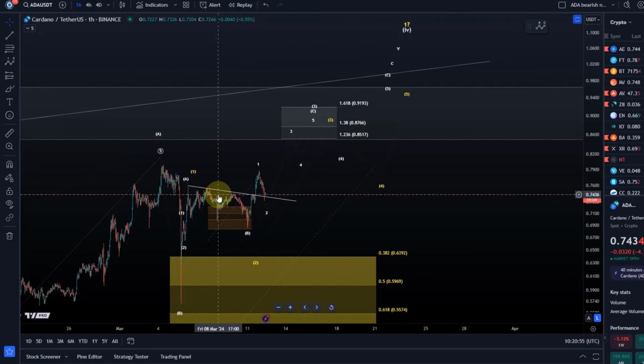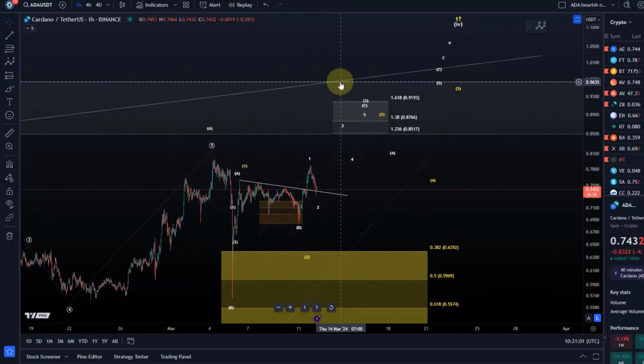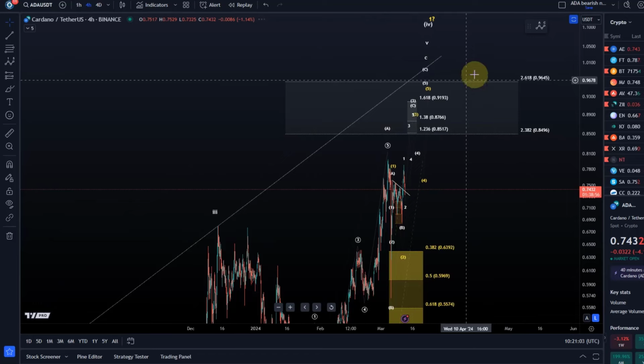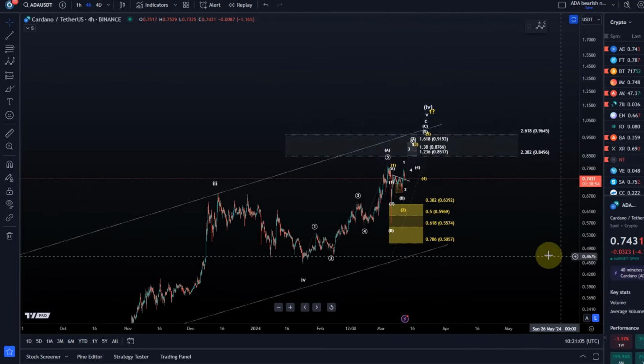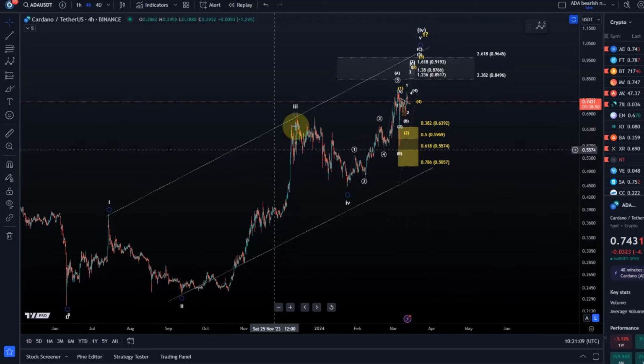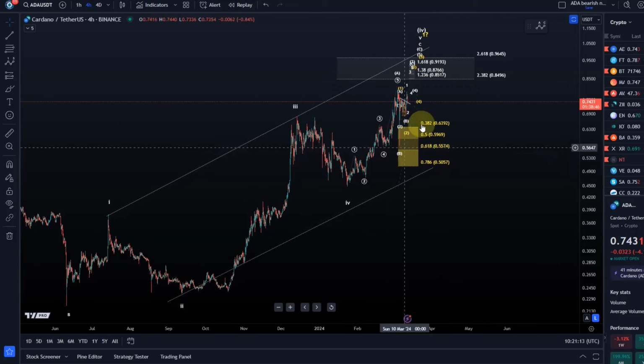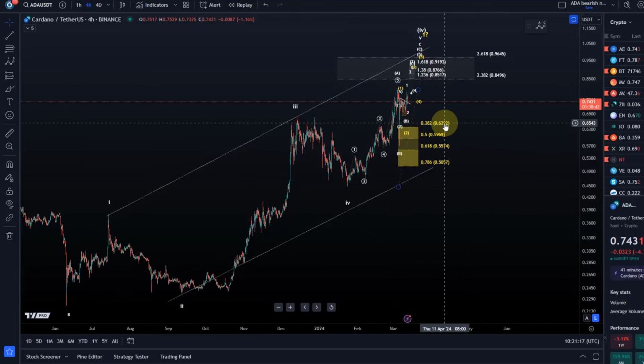I mean, we had 2 reactions to support areas, yes, but all I'm saying is the microstructure is a bit painful. Well, that's not a surprise, because we're dealing with an overall diagonal pattern, and in diagonals anyway, because we're dealing with corrective structures, interpretation is challenging. So that can tell you a lot about how much risk you should put on. Yeah, but that's my update.